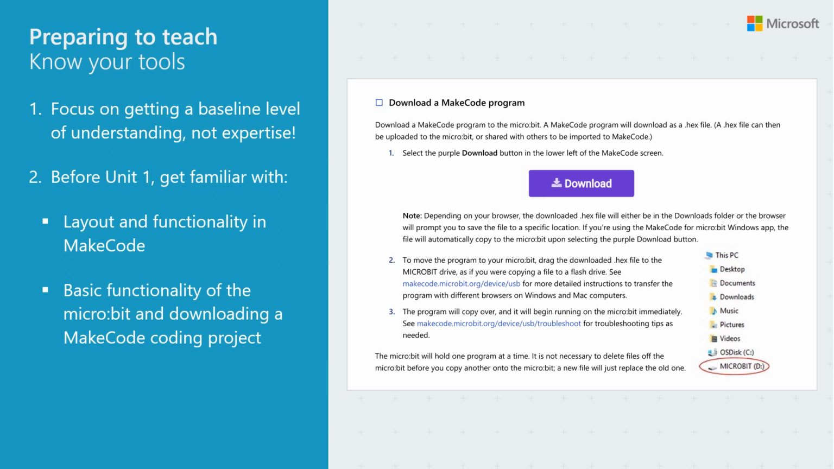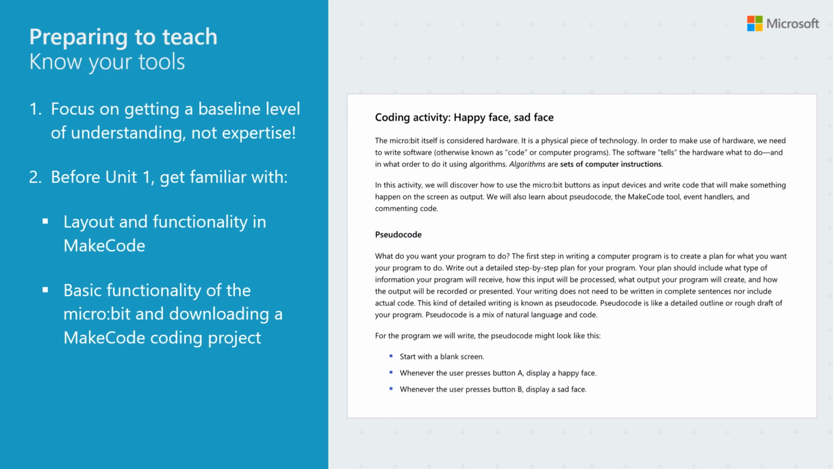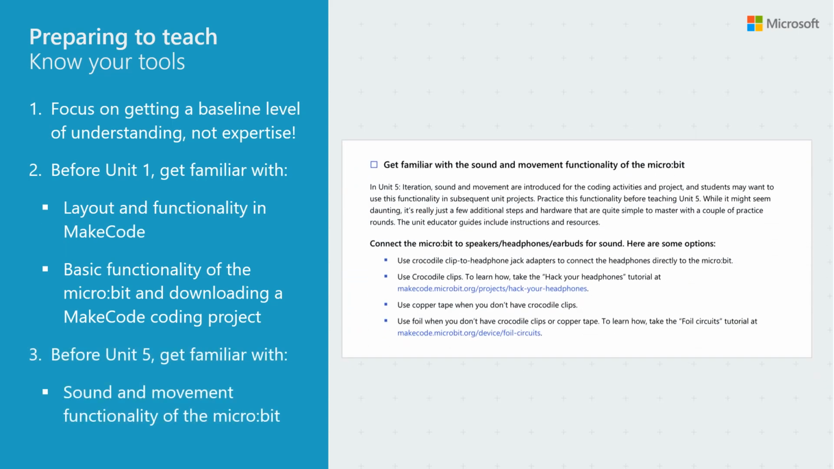Now, you also need to understand the basic functionality of the microbit by reading about the features at microbit.org/guide/features. And then follow the step-by-step instructions in the course overview guide to practice downloading a MakeCode project to the microbit. Now, starting in Unit 5, sound and movement with the microbit are introduced, so be sure to give yourself some extra time to learn that functionality beforehand. Links to tutorials are provided in the course overview guide as well as in the Unit 5 Educator guide.